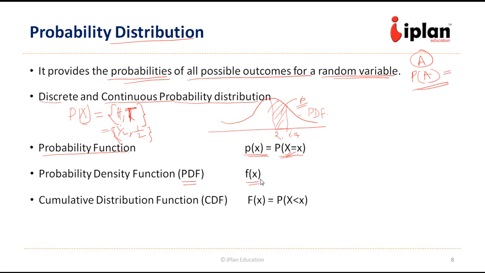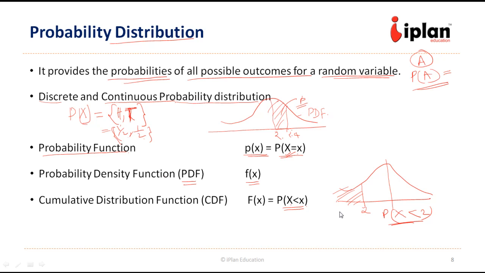Then we have the cumulative distribution function, which represents the probability of a number being less than a certain number. So a random variable can hold a value of a particular number. For example, at this point, suppose this value is 2, the cumulative distribution function will tell us the probability of a random variable holding a value less than 2. So this will be represented by this area.